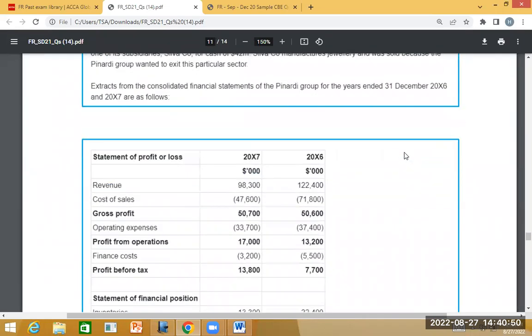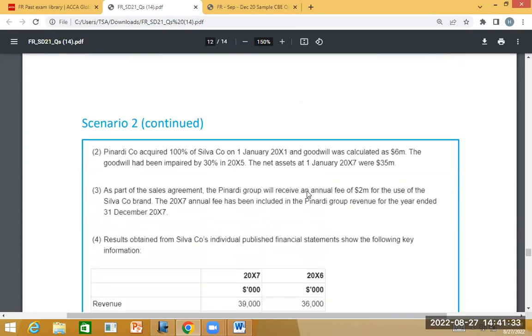Can you write something about the movement in the revenue? Why has the revenue decreased over the year? Can you calculate the difference between the revenues of the two years? 122,400 minus 98,300. On an overall basis, there is a decline in the revenue by 24,100.